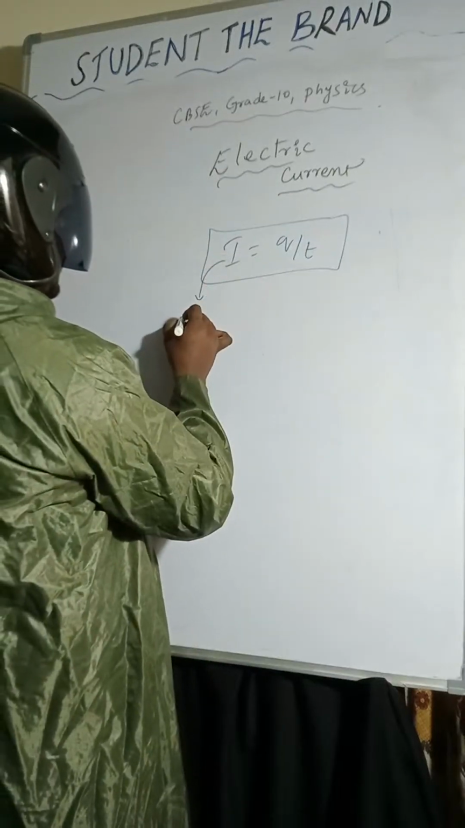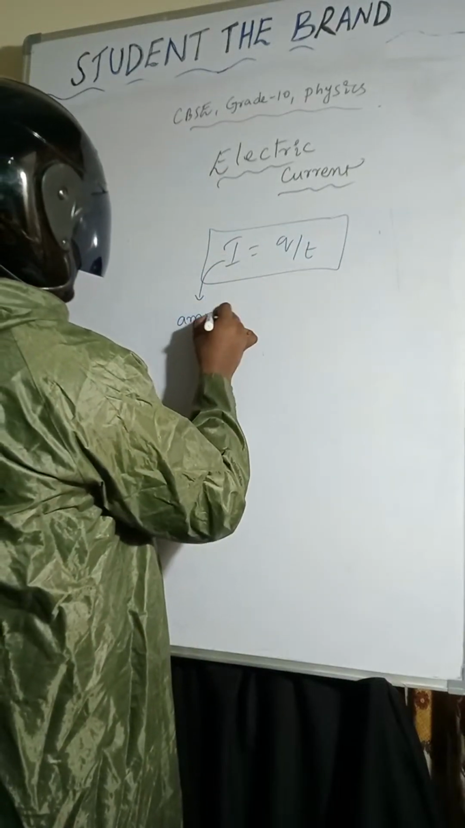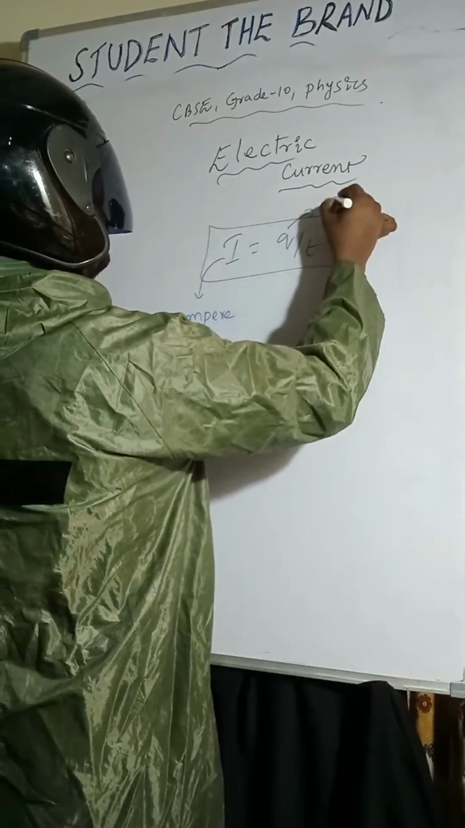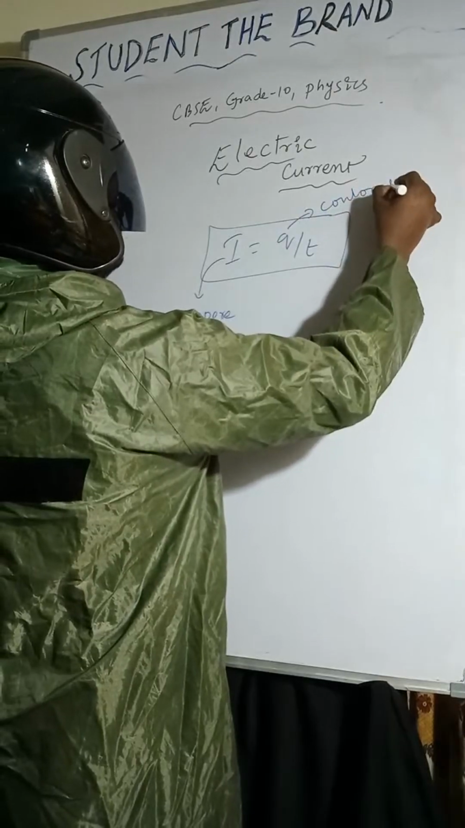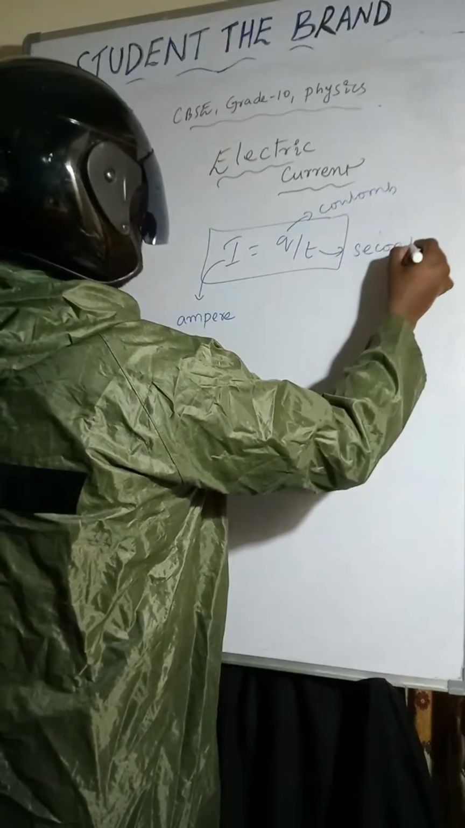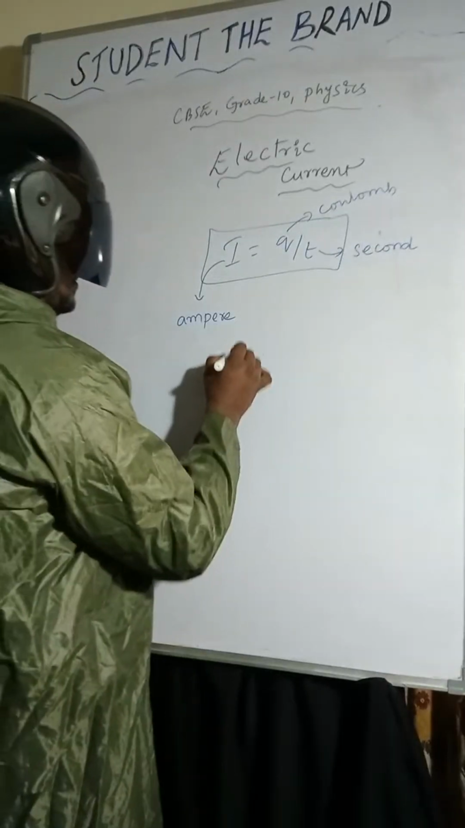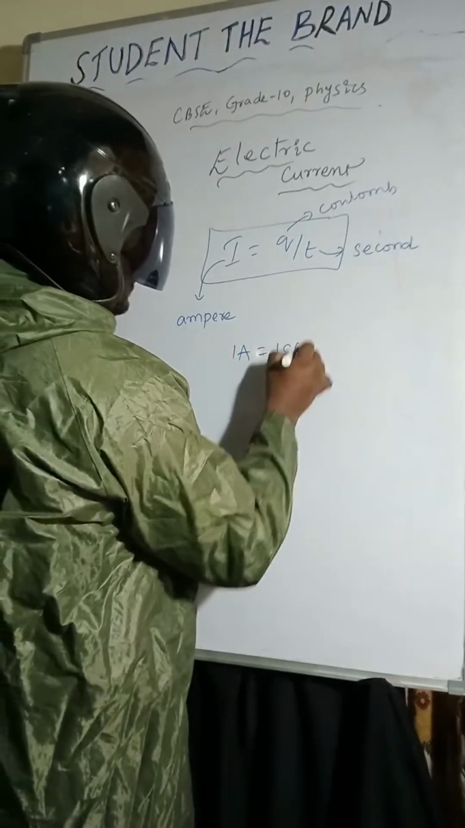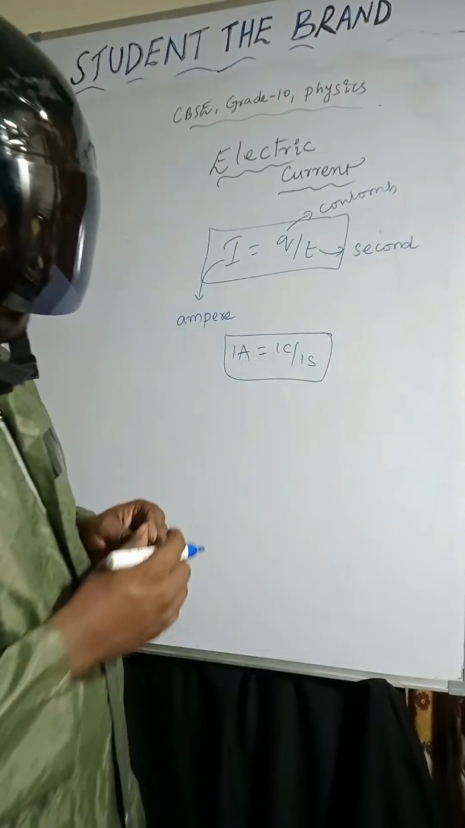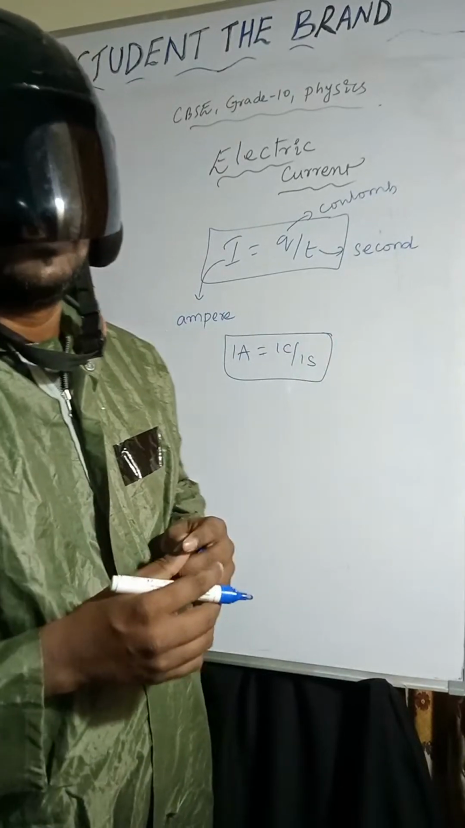The SI unit of current is ampere. The SI unit of charge is coulomb. The SI unit of time is second. So 1 ampere equal to 1 coulomb per 1 second.